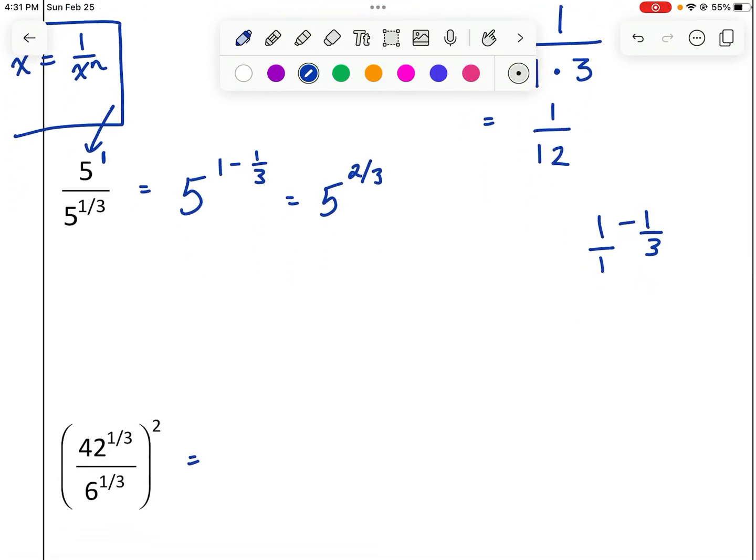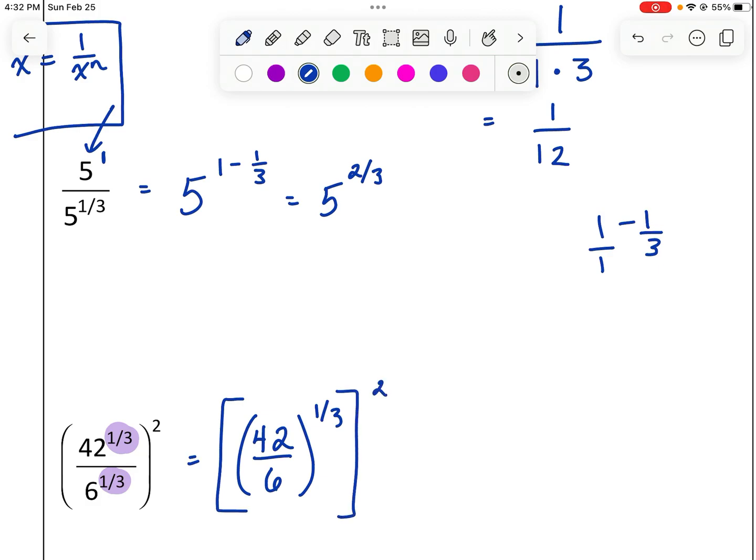Here, what I want you to notice is that the 42 is being raised to the 1/3 power, and the 6 is also being raised to the 1/3 power. So we're first going to rewrite this as 42 over 6 all to the 1/3 power all to the second power. Because the 1/3 here belongs to both the 42 and the 6, just like it's written in the original.